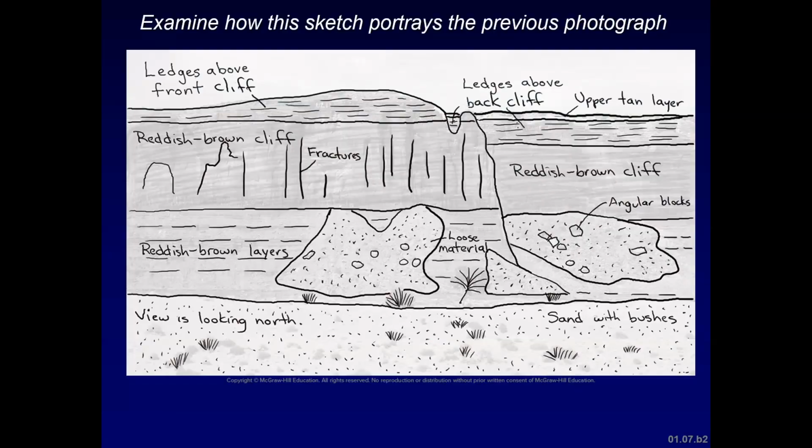It leads to iron oxide, which is typically red. You could sketch this, but we also have this slide where it's been done for us. I'm wondering if this sketch changes the way you view the previous photograph. For me, it makes a lot of things clearer. You've got ledges above the front cliff. You've got a reddish-brown cliff with fractures. We see reddish-brown layers, loose material, and angular blocks within that loose material.